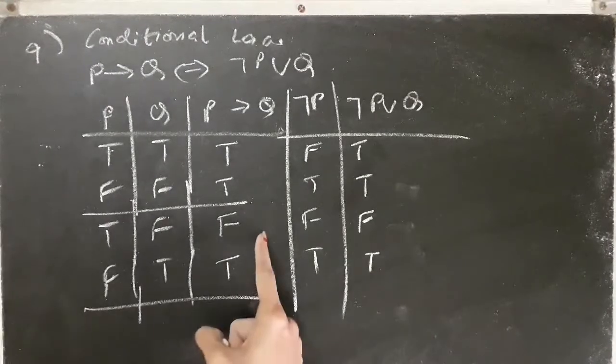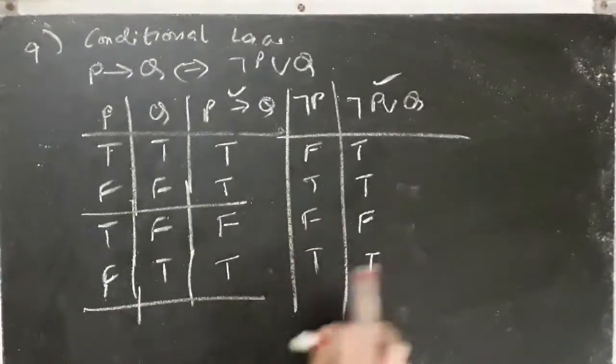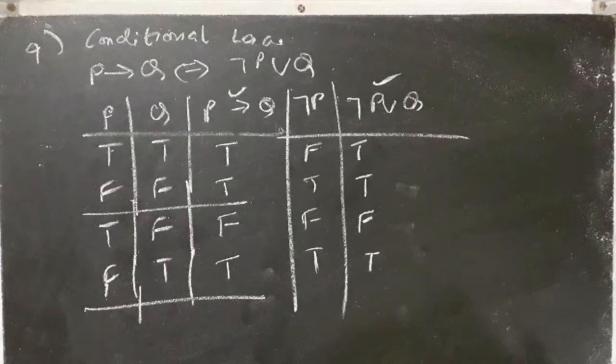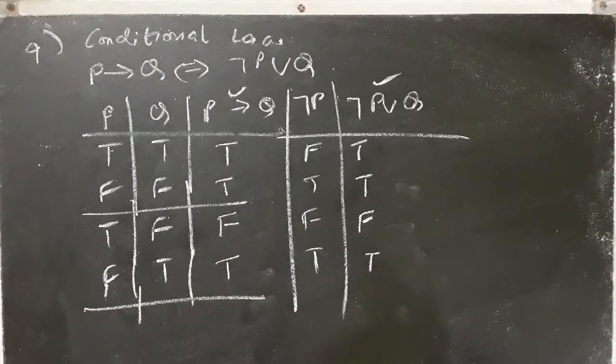So what do we see? The two statements, these two, are logically equivalent because of the same truth values. Thus, we arrive at the proof of the conditional law.